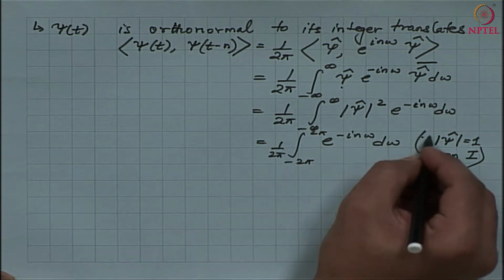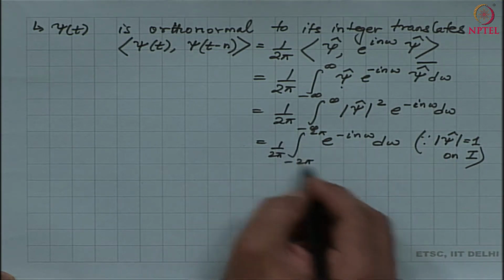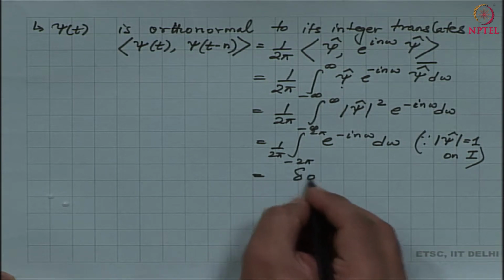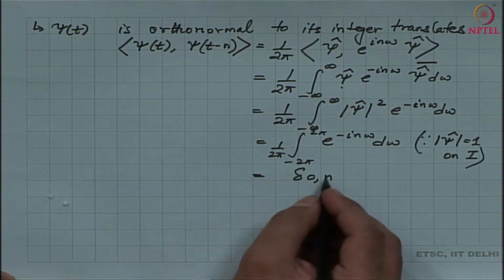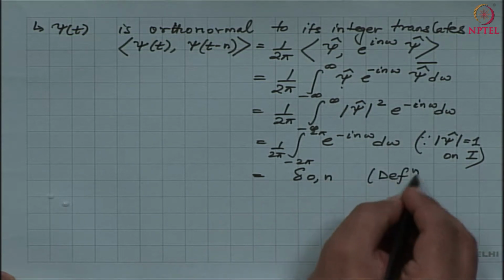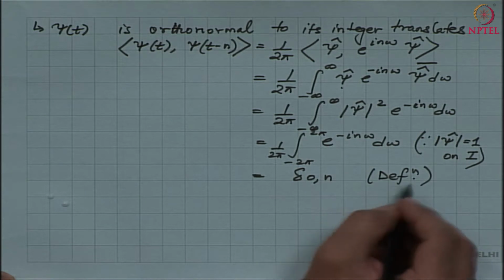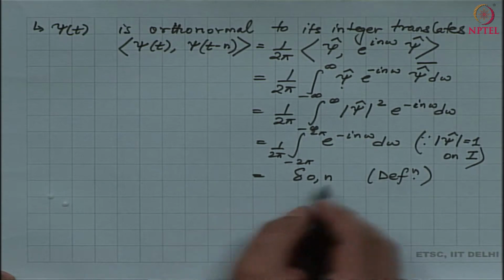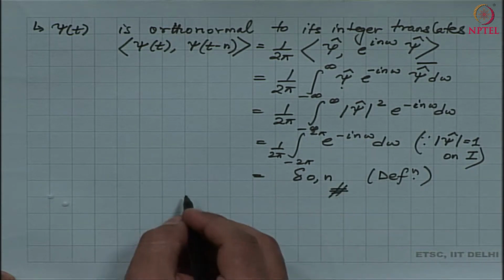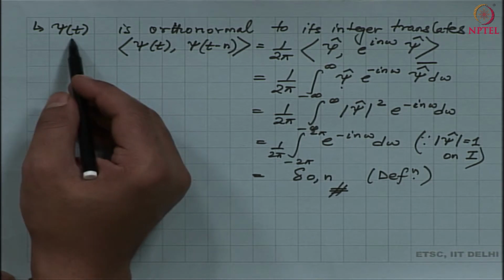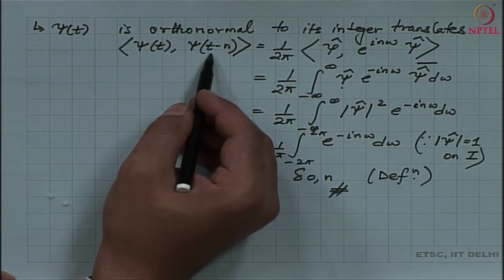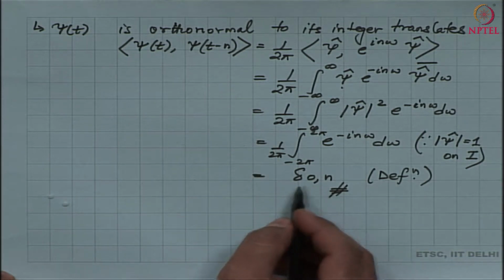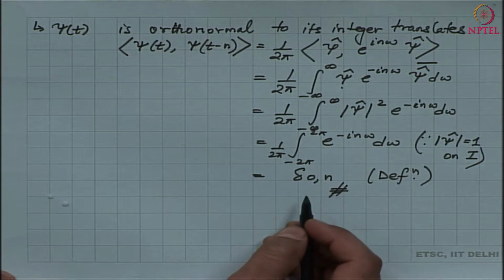Now notice that this particular integral is nothing but the delta function of 0 comma n. This is by the definition of the delta function. We described this definition in my discussion on the Fourier transform. Hence my result follows. What I have shown here is that psi is orthonormal to its integer translates. That is, the inner product of psi with its integer translate is the delta function of 0 with n.